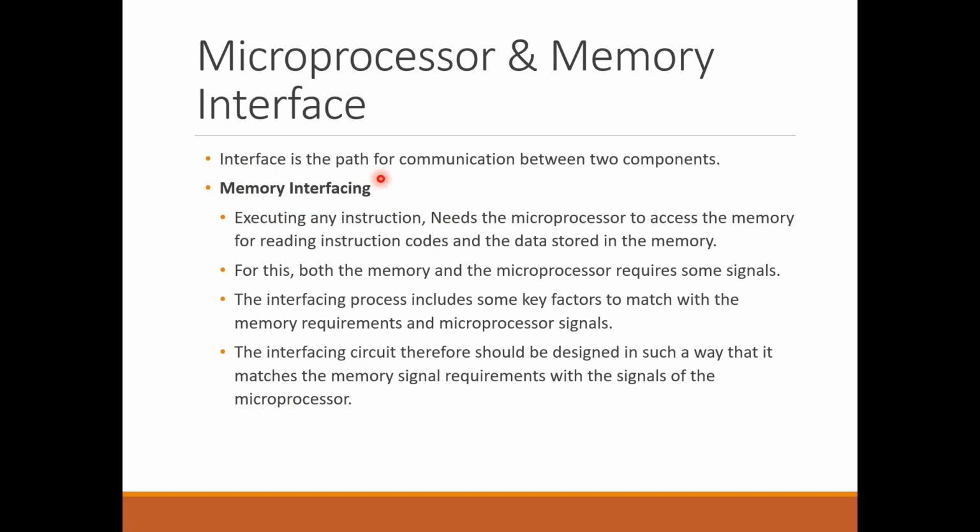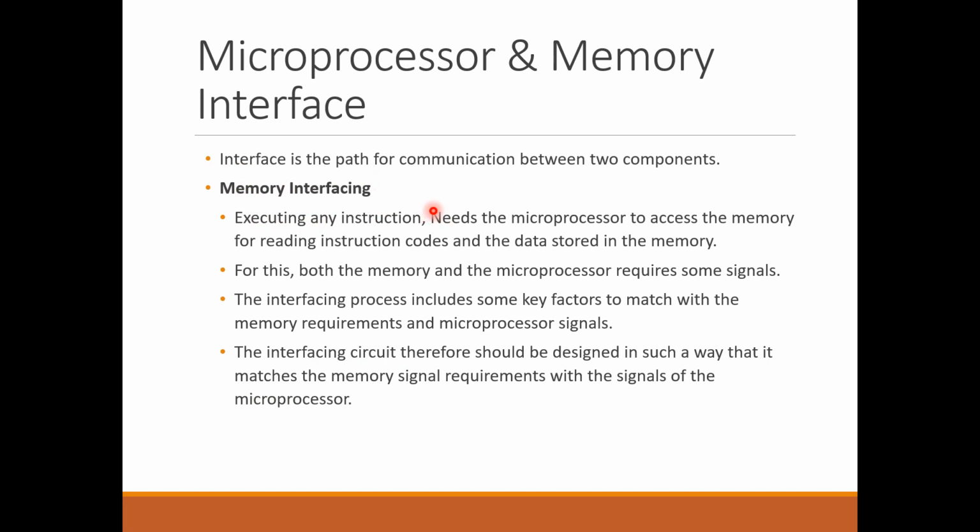In order to make connection between two or more than two devices, you need to have an interface. You need to connect them together. So this interface means making a connection or connecting two or more components together. And in this case, we are going to talk about the microprocessor and the memory interface. That means we are only interfacing the 8086 microprocessor to the memory, or the memory to the microprocessor.